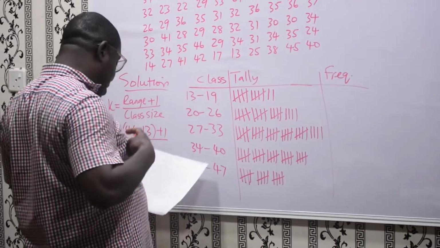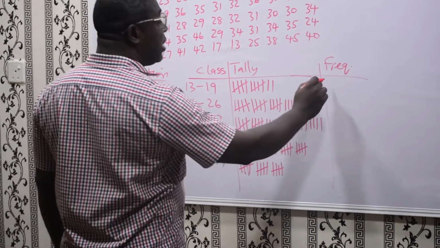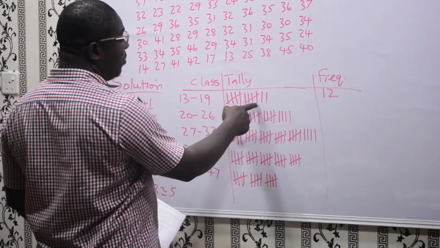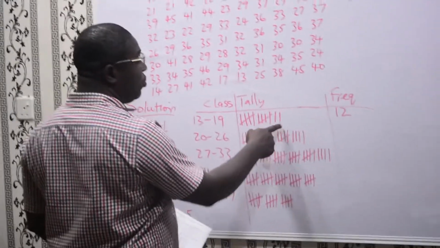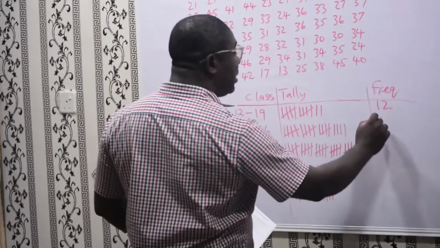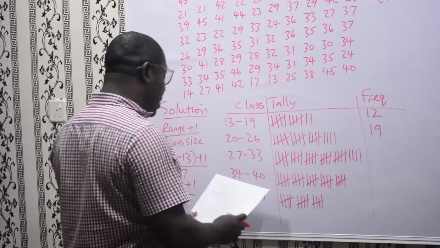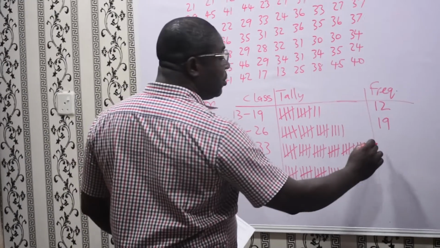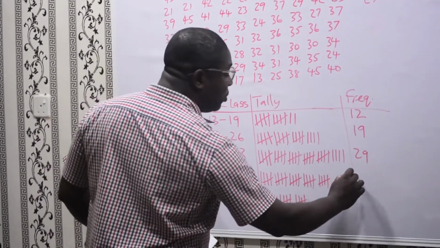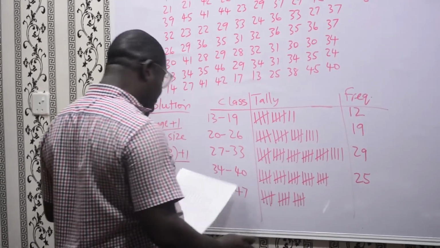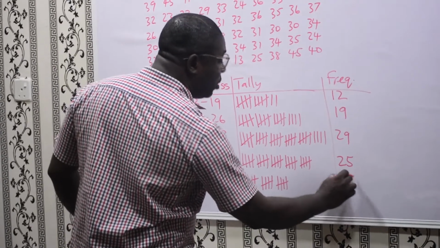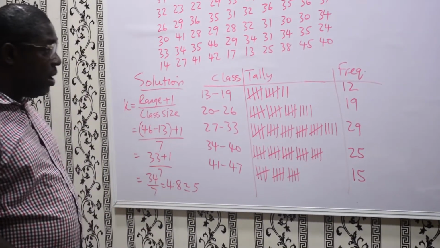Our frequency count shows that the first class is having 12, as you can see, 5 plus 5 is 10, 11, 12. Now the next class is having 19. The next class is having 29. The next class is having 25. And the last class is having 15 counts. So that's what we have as our frequency.